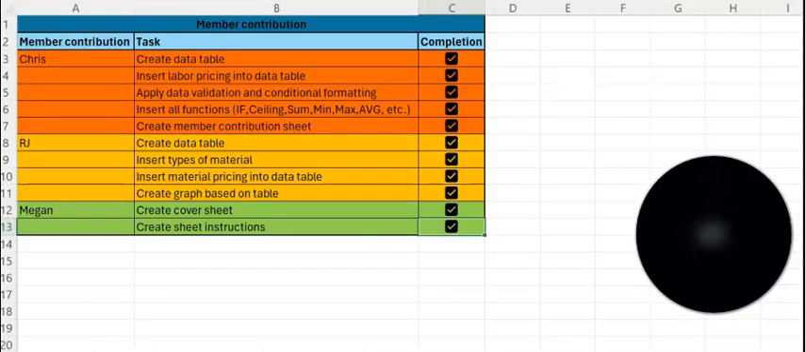This is our member contributions slide, and this shows who did what. We all worked very hard, and yeah, I feel like we deserve a good grade. Fun project. Thank you.